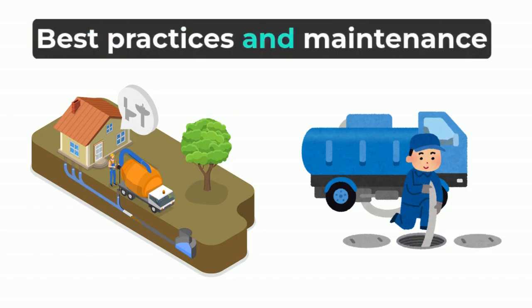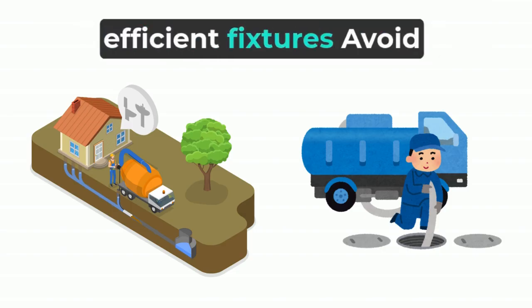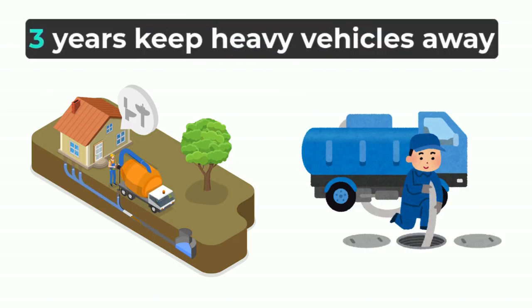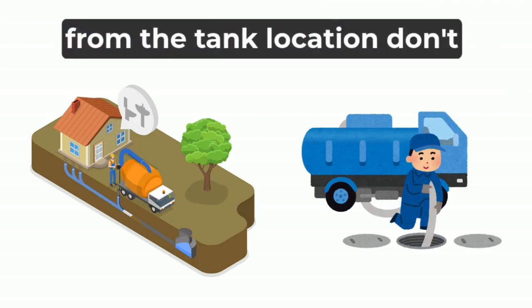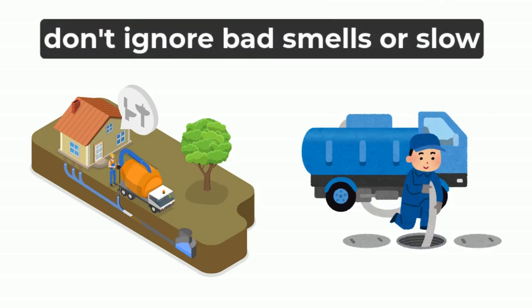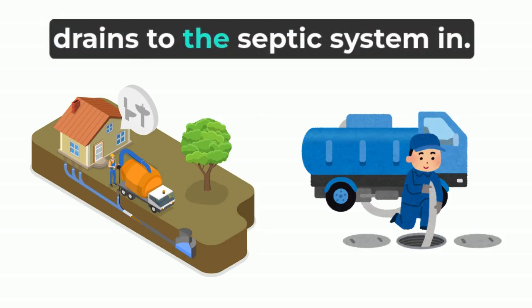Best practices in maintenance. Use water-efficient fixtures. Avoid flushing chemicals, oils, or sanitary items. Schedule cleaning every 2–3 years. Keep heavy vehicles away from the tank location. Don't build directly above the tank. Don't ignore bad smells or slow drains. Don't connect rainwater drains to the septic system.